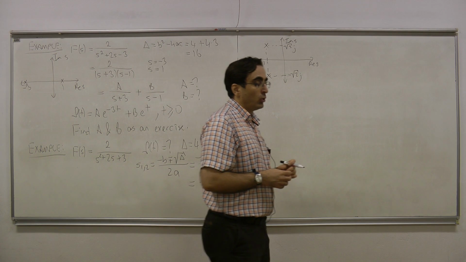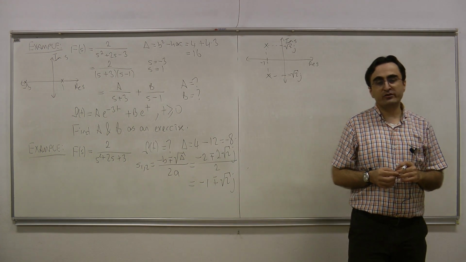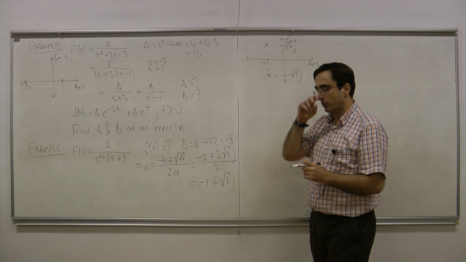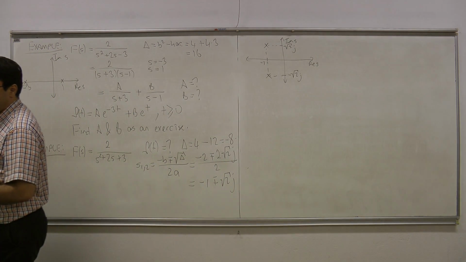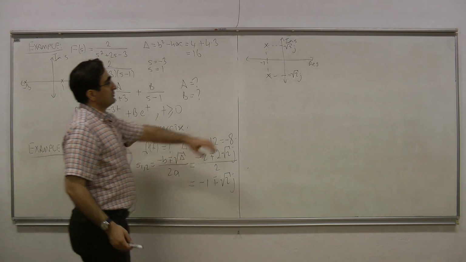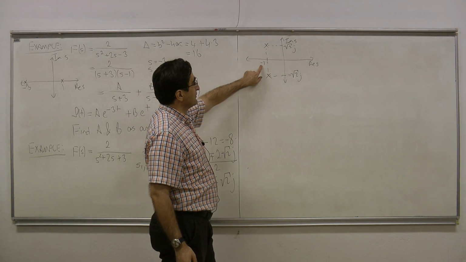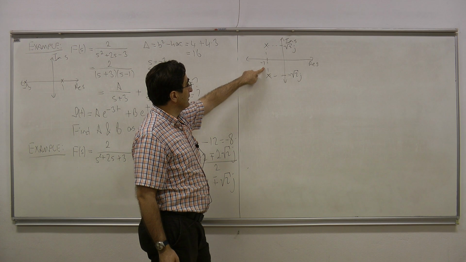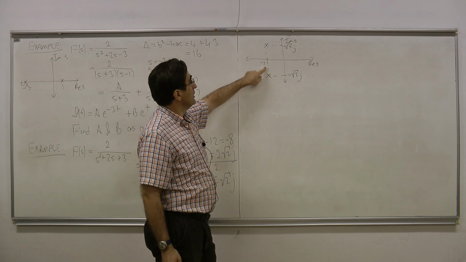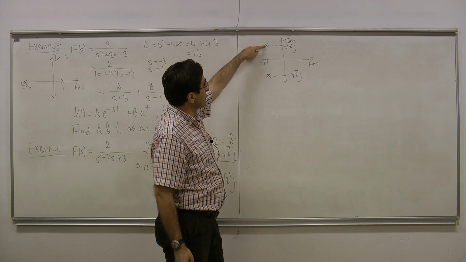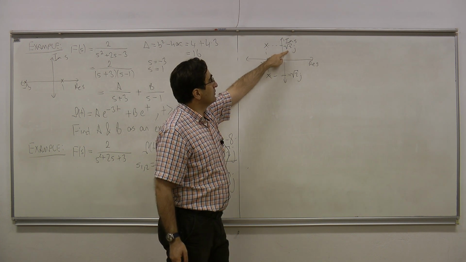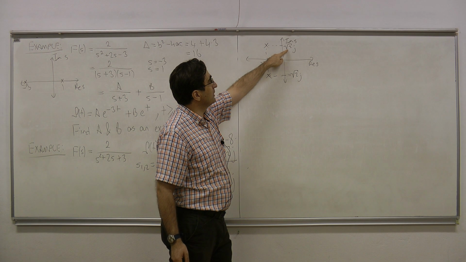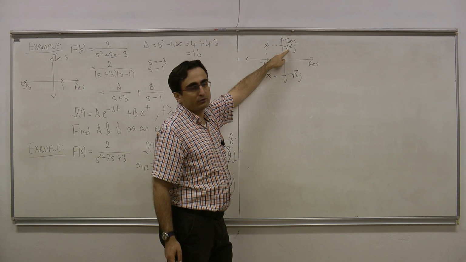And when we have poles with non-zero imaginary parts, when we have complex poles, that means oscillations of sine and cosine type. The exponential decay is going to be determined by the real parts of the poles, and the frequency of the oscillations is going to be determined by the imaginary parts of the poles. So the frequency of the oscillation here is going to be square root 2 radians per second.